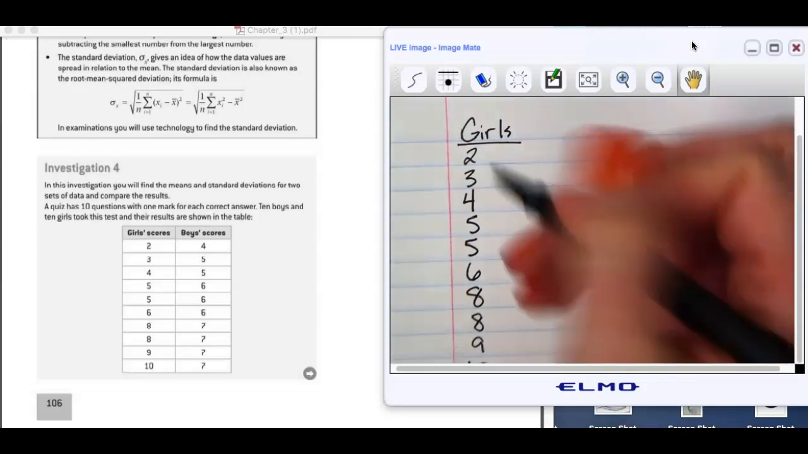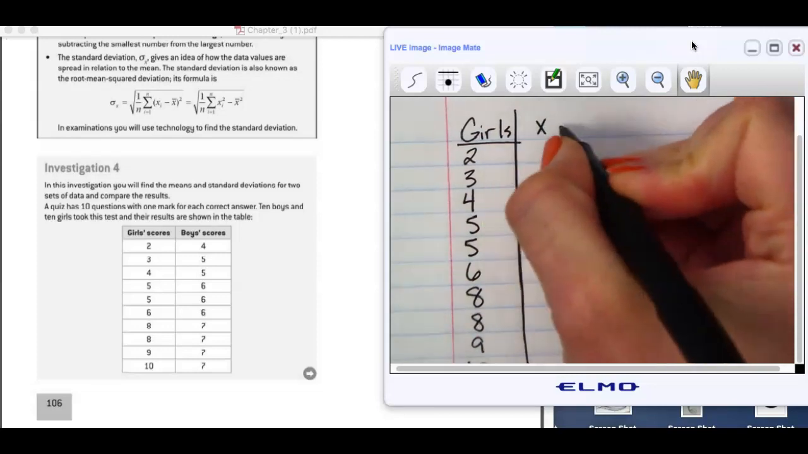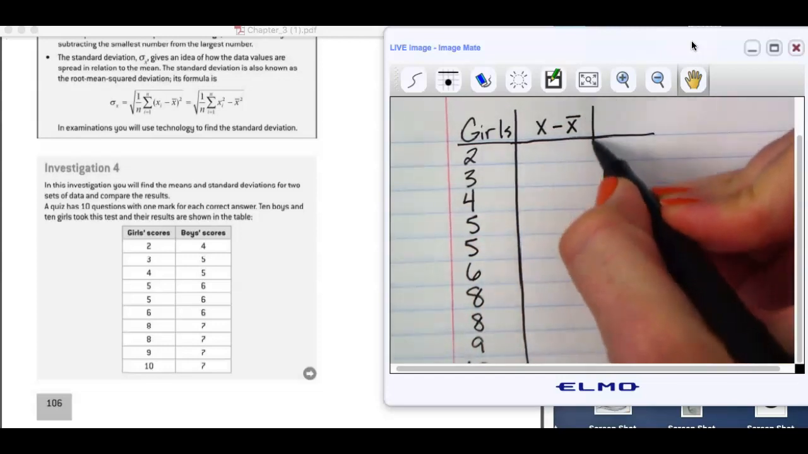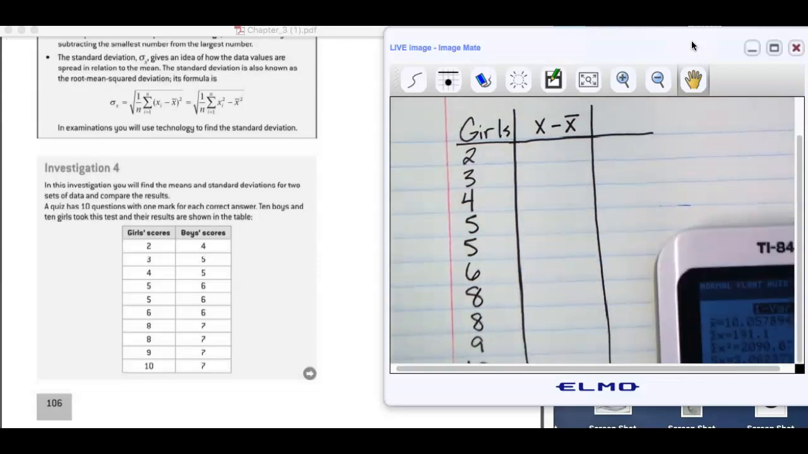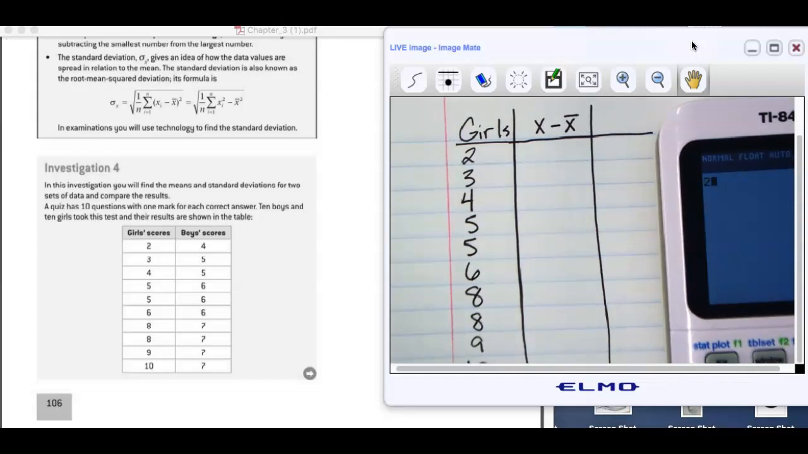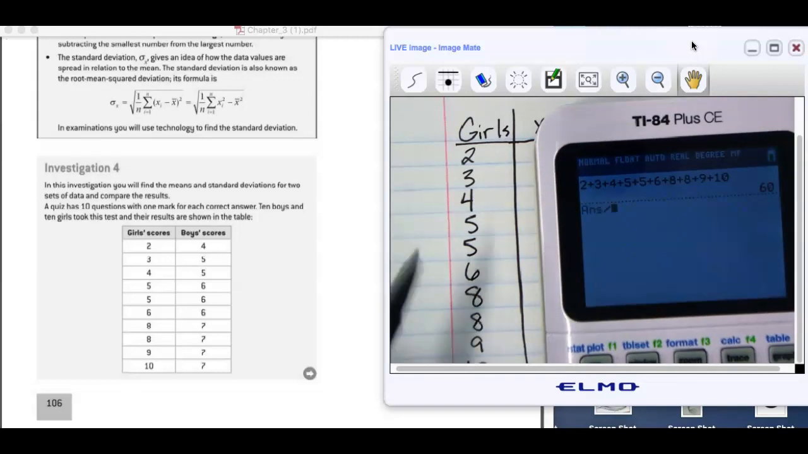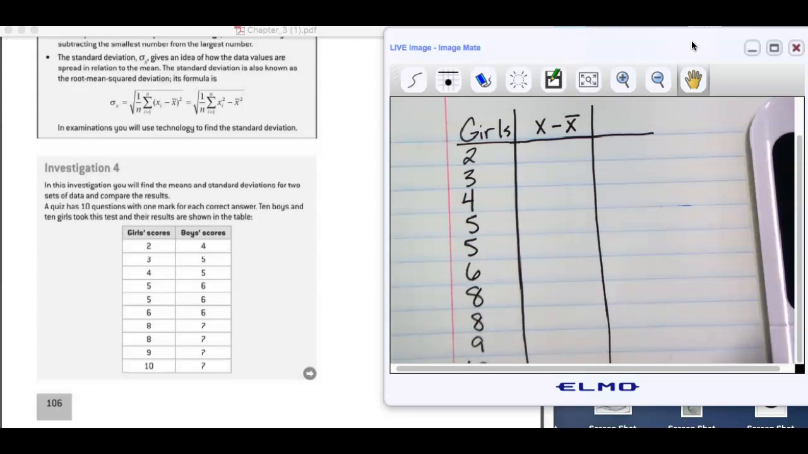Okay. The next piece we need is the mean. So we have our data. The next piece we need to do is the x minus x bar, which is your mean. So first I have to calculate the mean. So if I add all of these together, right, so we have 2 plus 3 plus 4 plus 5, etc. We get a total of 60 divided by the number of terms. We had 10, so that will give us 6. That means the mean for this data is 6.